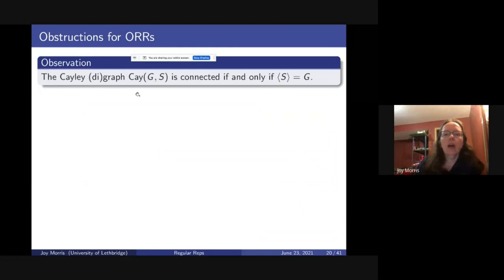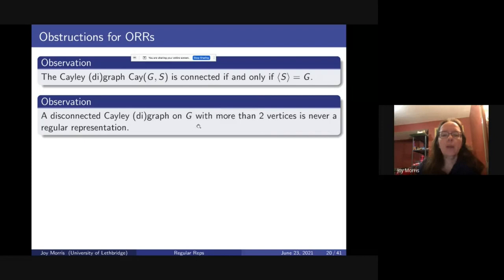A Cayley graph or digraph will be connected if and only if the connection set generates our group G. Some people define Cayley graphs to have to be connected, but I do not require that necessarily. Certainly it will be connected if and only if the connection set generates the full group. And if we have a disconnected Cayley graph or digraph with more than 2 vertices, then it will not be a regular representation. So let me prove that.